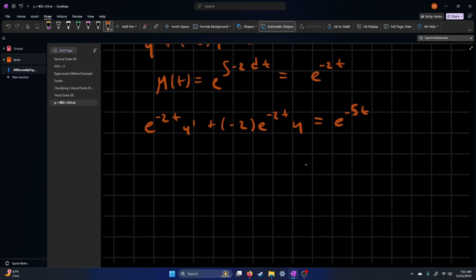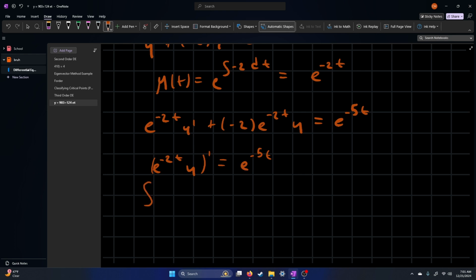So this is a chain rule: first times the derivative of the second, plus the second times the derivative of the first. So this is e to the negative 2t times y, all prime, is equal to e to the negative 5t. So chunky. There you go.